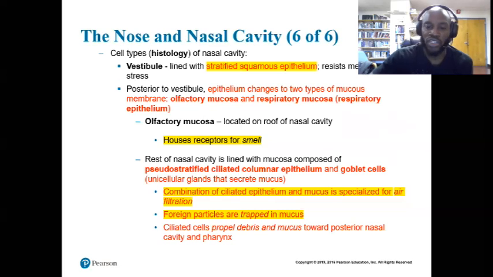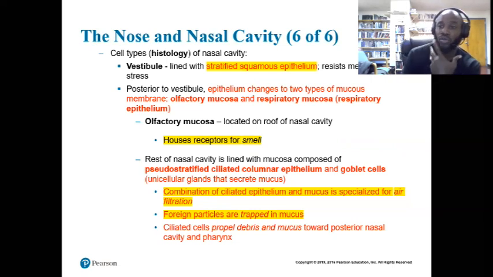And also, we're going to see a cleaning ability here as well. So it's a combination of ciliated epithelium and mucus. Mucus is specialized for air filtration, removing foreign particles that we breathe in. Remember, anything can be floating around in the air that you breathe in. That's why right now many people are walking around with a mask on due to the coronavirus, but it also prevents dust and other things from getting into your body as well. So it's good for that purpose.